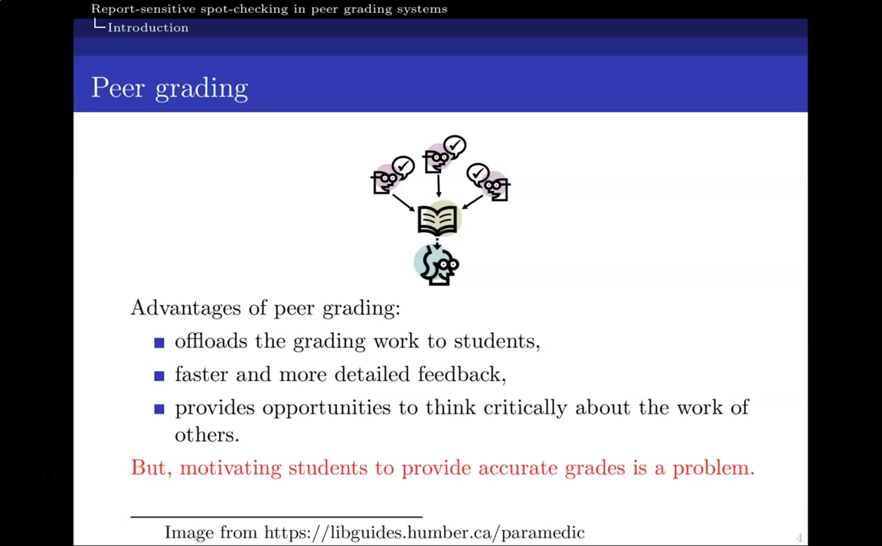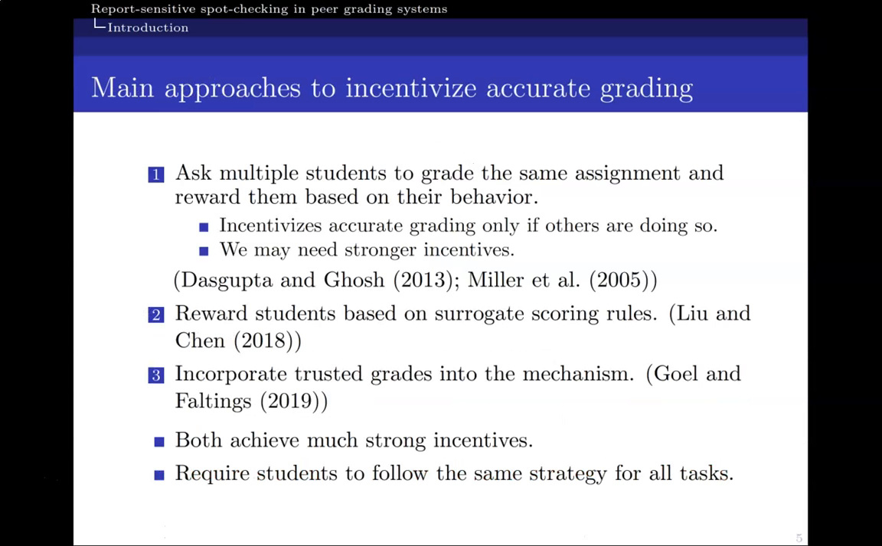However, any experienced teacher would tell you that without a proper mechanism that incentivizes students to take their grading tasks seriously, peer grading would not be effective in practice. Several approaches have been suggested to overcome this incentive issue. One of the most prominent ones is to give each assignment to multiple students and reward them based on their behavior. Now, when this was initially suggested and most of the subsequent work would incentivize accurate grading in equilibrium.